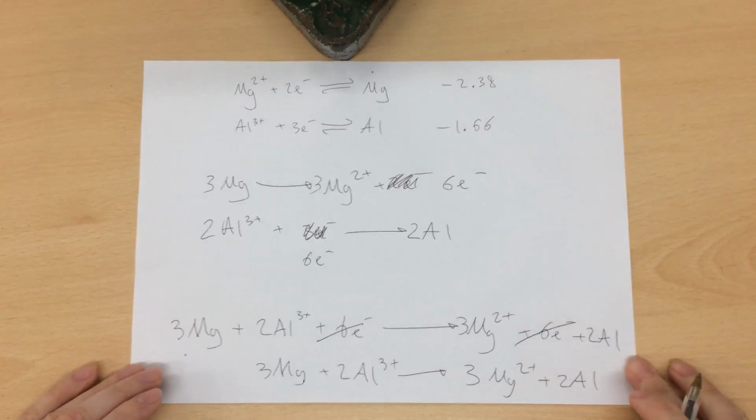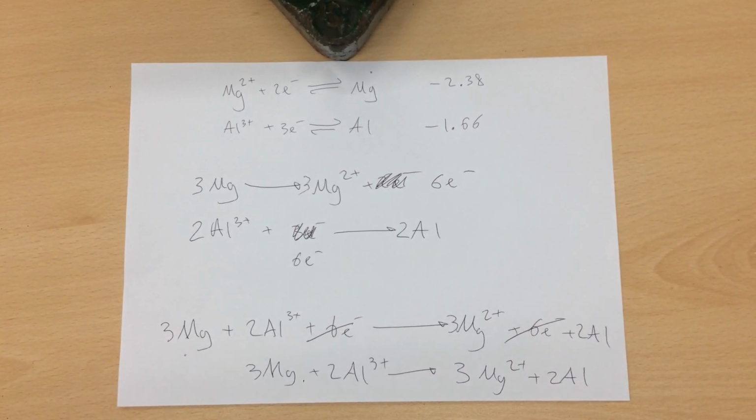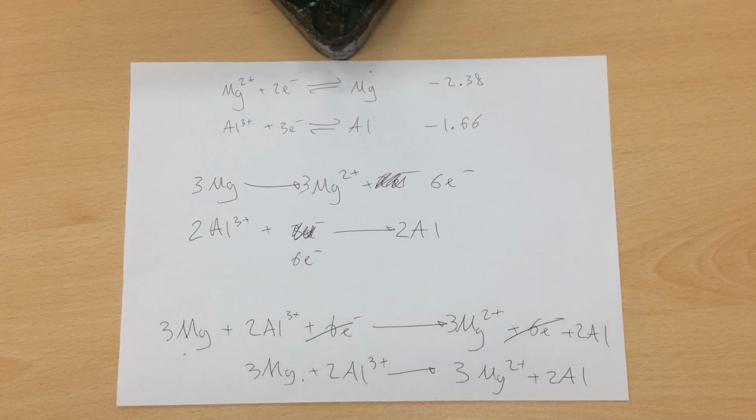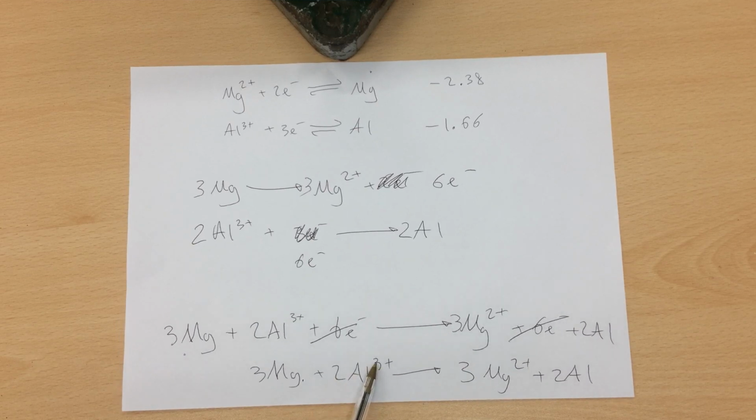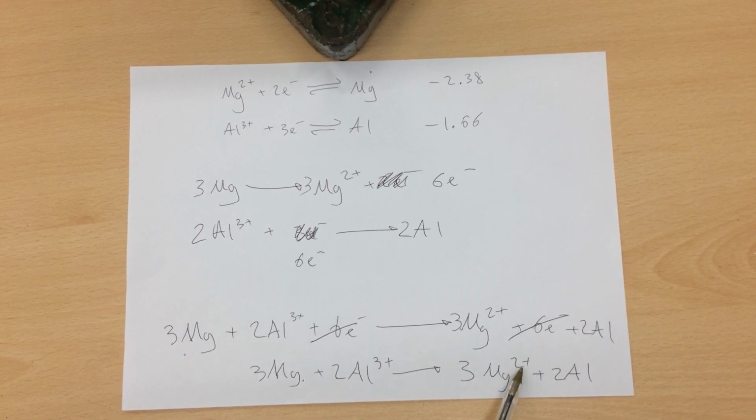One really nice way to check you haven't messed up somewhere is to see if your charges are the same on both sides. You should always have the same charge on both sides. So 2 times 3 plus is plus 6, 3 times 2 plus is plus 6. Looks good to me.